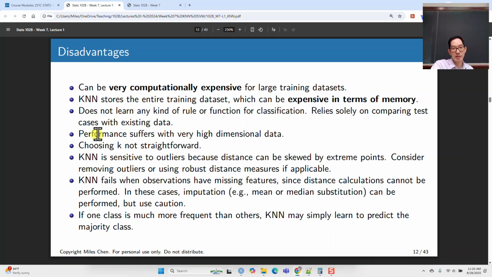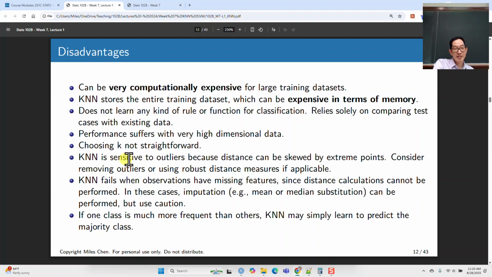And then what else? High dimensional data is always hard. I mean, that's going to be the case for almost everything anyway. Choosing your K is not always straightforward. We like to use cross-validation, probably our best strategy for handling how to pick our K.